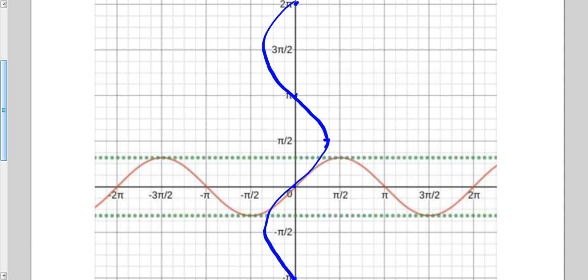Okay. Now riddle me this. Is that a function? Why do you say it's a function or that it's not a function? What's the test for functionality? Vertical line test, right? So is that a function?